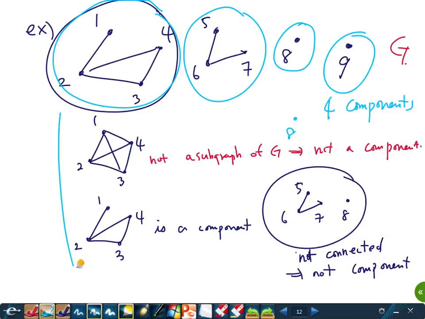Okay, one more thing. I think I already explained. This is not a component because this is larger. This is still a connected subgraph, but this is larger. So it's not a component. Any questions? Okay.